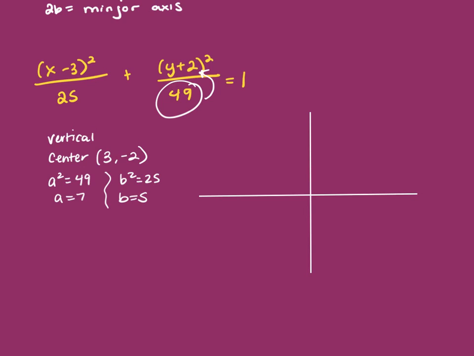So I would draw this out. I would count 1, 2, 3, down 2. Here's my center. The denominator square root goes with how far you're moving on that axis, right? So because the 7 is under the y and it's vertical, I would count up 7, 1, 2, 3, 4, 5, 6, 7. Count down 7. So the y changes there, not the x. I take my center and go up and down 7. So 3, negative 9, and 3, positive 5, which would be exact on your coordinate grid too.